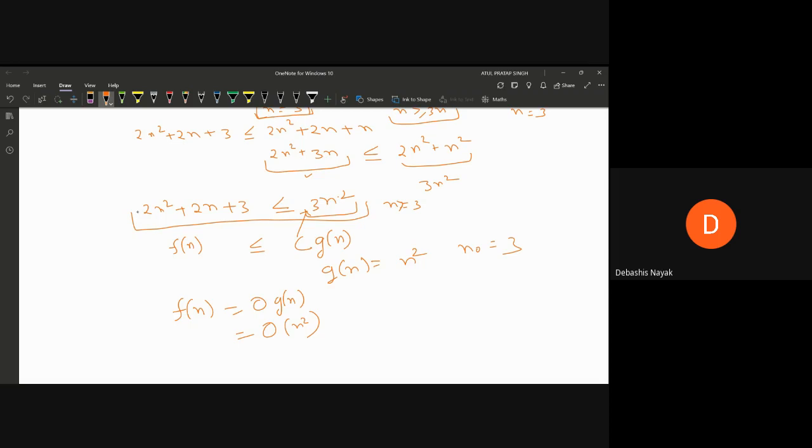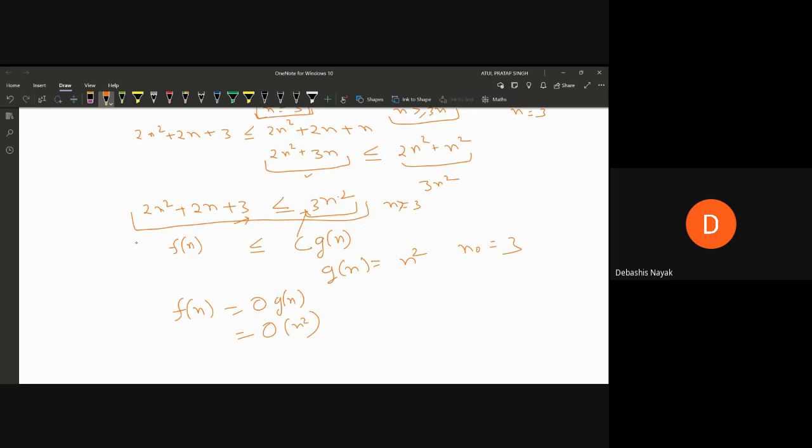This is the way to write the complexity in terms of big O notation. Sir, I just have one doubt. Here C is 3, and for n greater than or equal to 3, can C be any value? Not any value. If we take C lesser than 3, for example, this condition may not be true for n greater than or equal to 3.